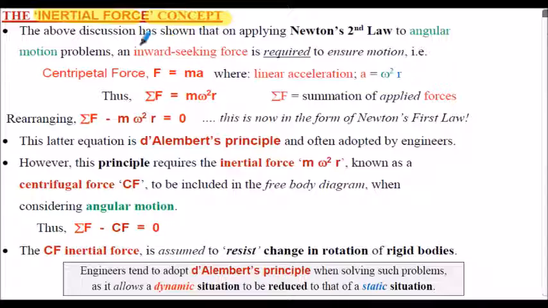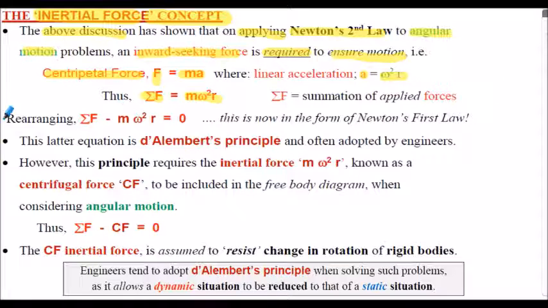So briefly recapping from the above discussion, it's been shown that on applying Newton's second law to angular motion problems, an inward seeking force is required to ensure motion. So we call that inward seeking force the centripetal force. From Newton's second law, it's F equals ma, but for circular motion, a is equal to omega squared r. So we can derive the formula: summation of all the forces acting on a body equals m omega squared r. That's Newton's second law.